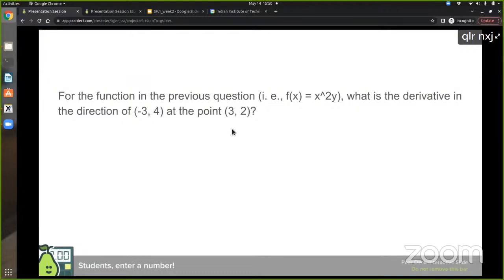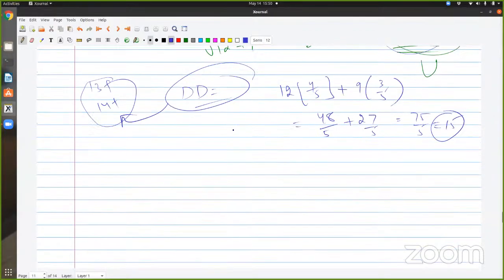Now let us see, -3,4 and 12,9. Can you tell whether these two directions are perpendicular to each other? Yes. How can you do that? Because the dot product is 0. Correct. So -3,4 is one direction, and the other one was 12,9, the direction of gradient.